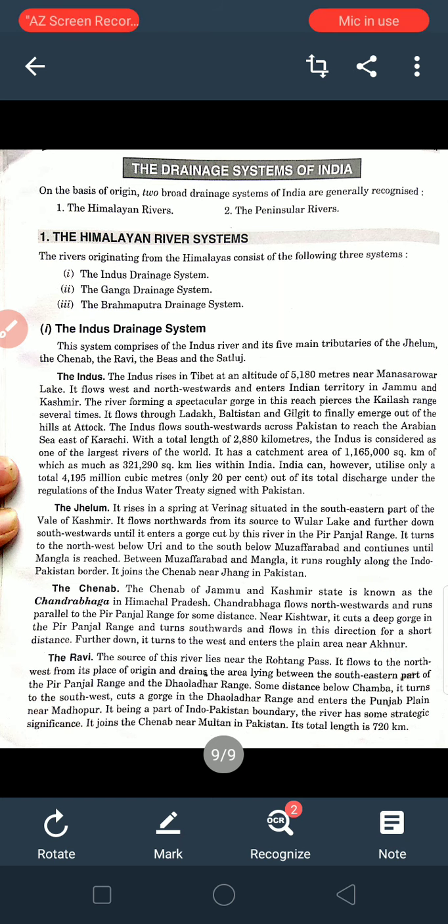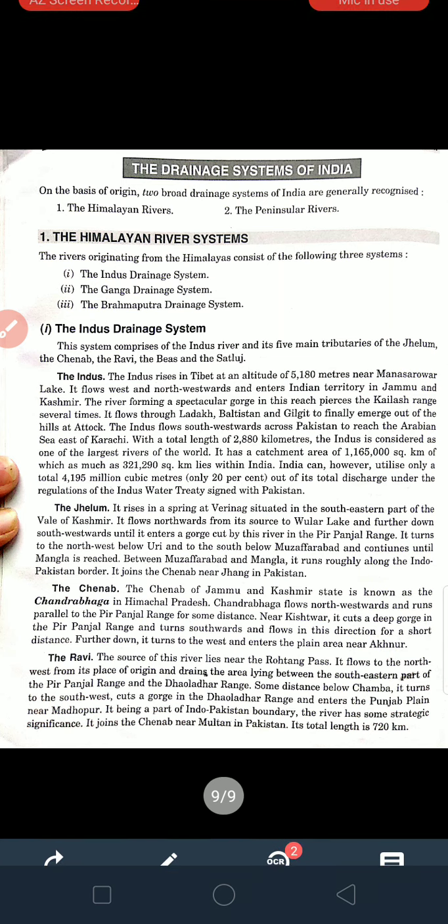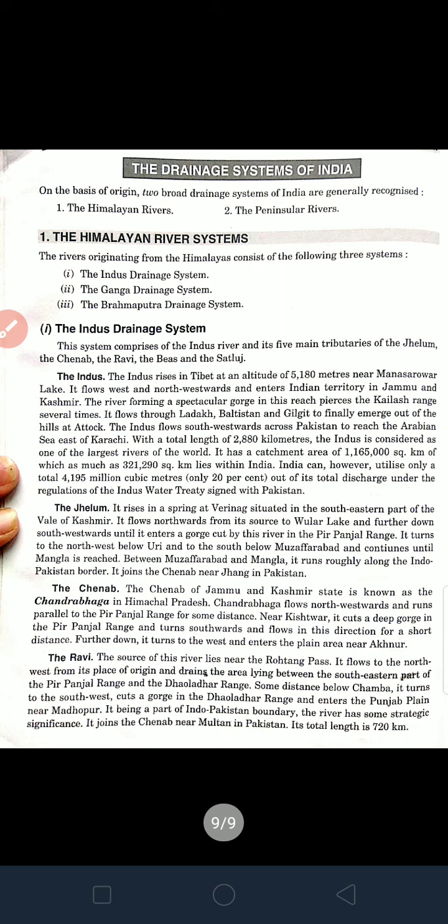With a total length of 2,880 kilometers, the Indus is considered one of the largest rivers of the world, and it has a catchment area, meaning the drainage area, of around 11,65,000 square kilometers, of which only 3,21,290 square kilometers lies within India. India can, however, utilize only 20% of the total discharge of the Indus River, according to the regulations of the Indus Water Treaty signed with Pakistan.